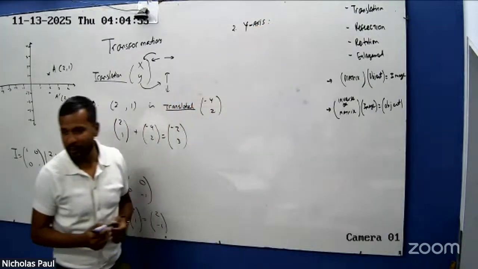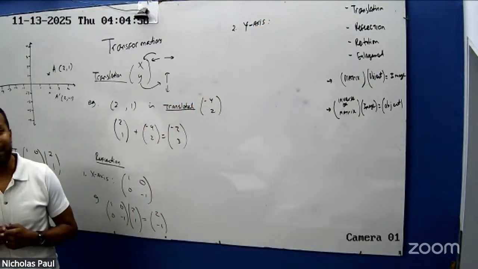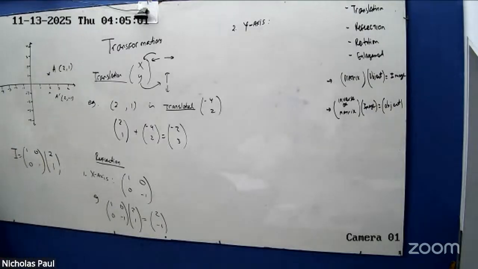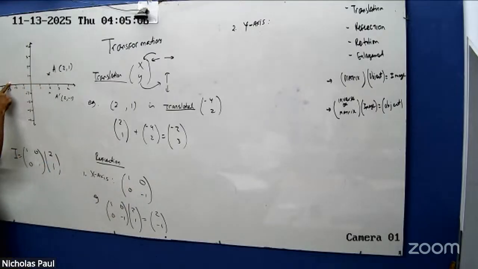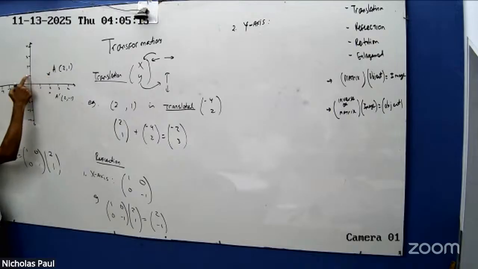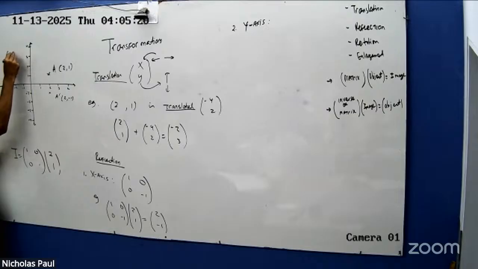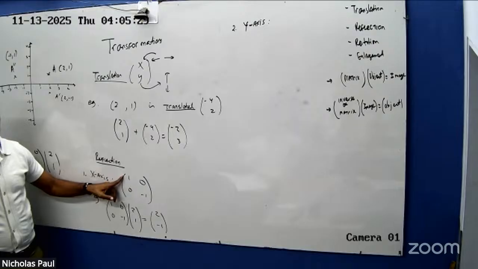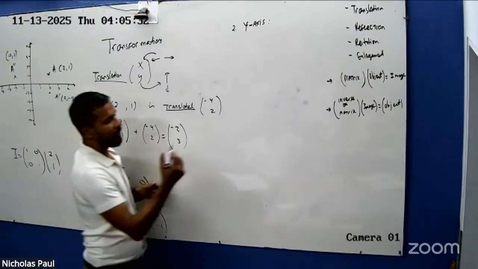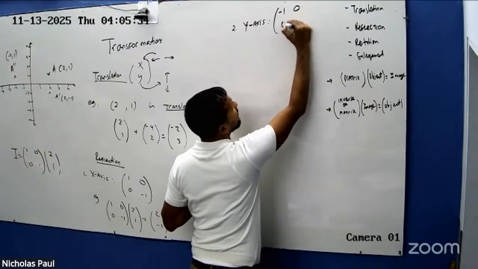What does the matrix look like? Sebastian, what do you think the matrix will look like? This is reflection in the x-axis. When you reflect in the y-axis, what has changed? The x changes sign, right? So it now becomes what? Here was 2, 1. Now it is minus 2, 1. So the x value changes sign. So what do you think the matrix will look like? Minus 1, 0, 0, 1. So the matrix is now minus 1, 0, 0, 1.